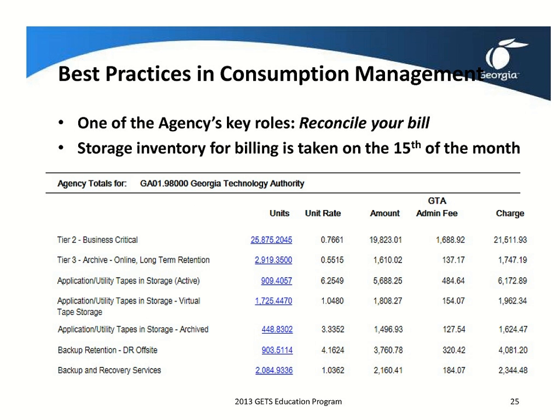So as we continue best practices in consumption management, we expect the agencies to reconcile their bill, so that you have a better idea of what's going on in your environment. The storage inventory billing is taken on the 15th of the month. So that's when you'll know your snapshot is taken, and there are consumption reports that are coming online that will allow you to see your data snapshots.